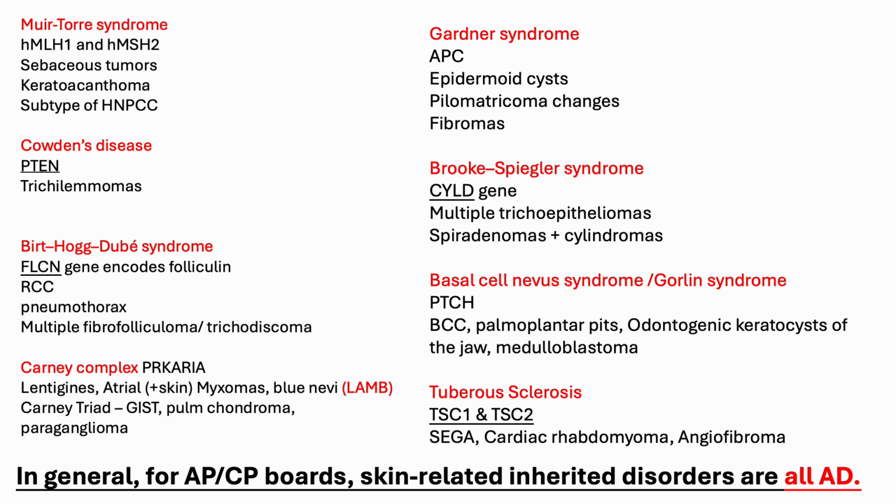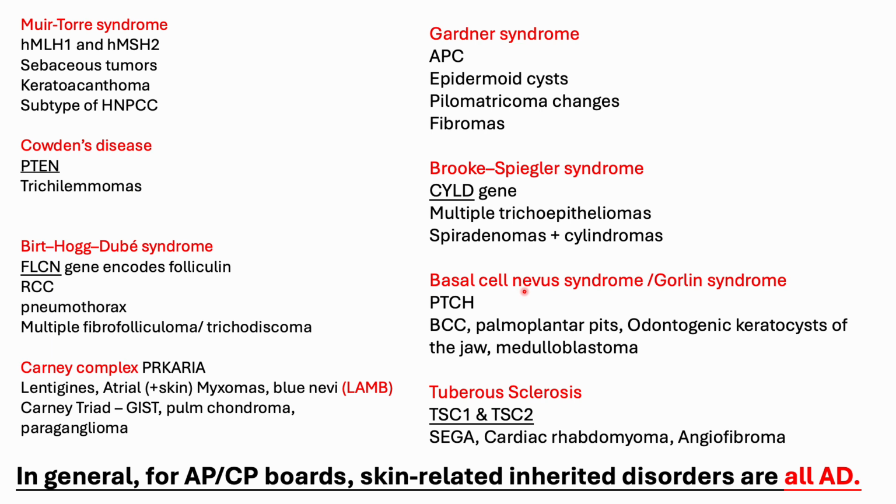Next disorder is the Carney complex. Associated is the PRKAR1A, and the mnemonic for it is the LAMB, stand for lentigines, atrial skin myxomas, and blue nevi. And another Carney you also need to remember very well is the Carney's triad, which is composed of the GIST, pulmonary chondroma, and the paraganglioma.